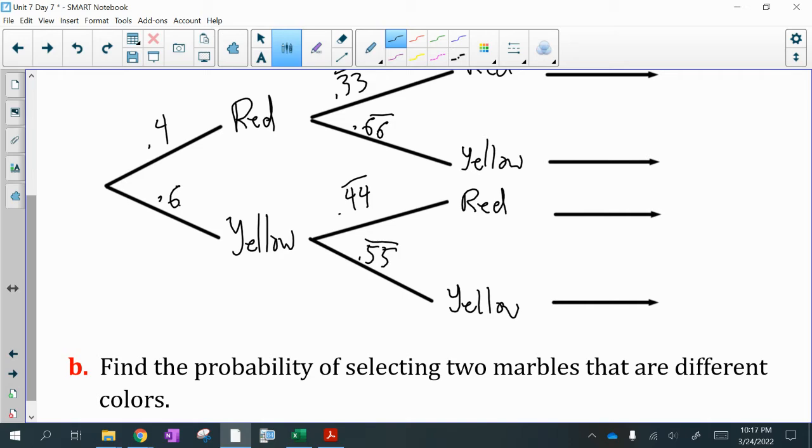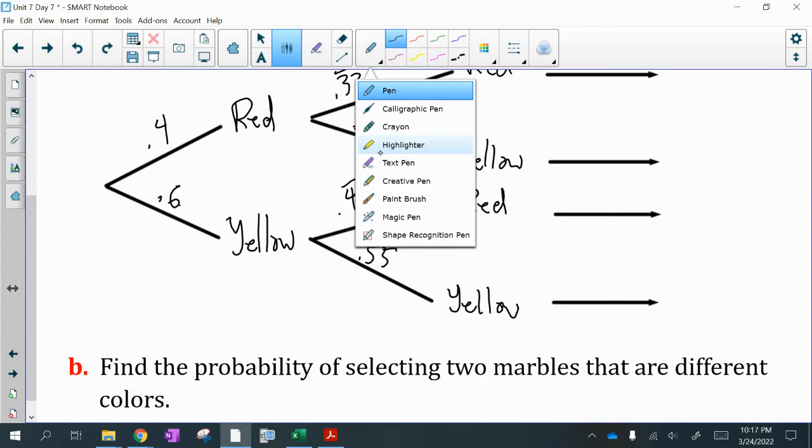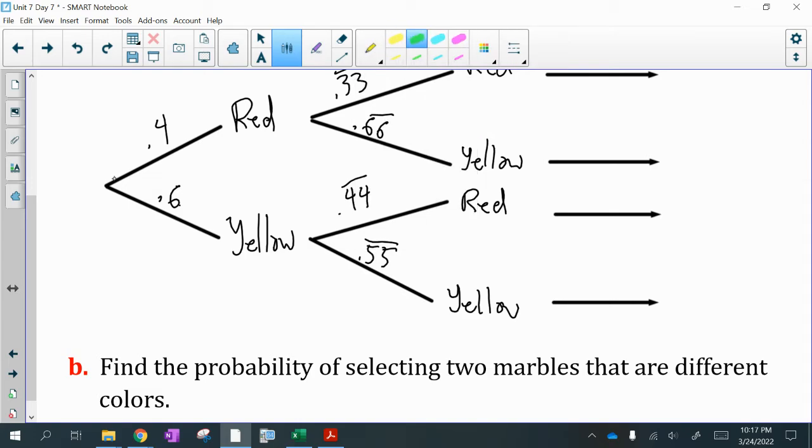And the question I'm being asked again is to find the probability of selecting 2 marbles that are different colors. Now we're going to follow the path and multiply my numbers again. So I'm going to say I went red first, and then I go yellow. Again, looking at a result that goes red, then yellow, and then I'm just going to multiply together 0.4 times 0.666 repeating, which is going to get me 0.266 repeating.